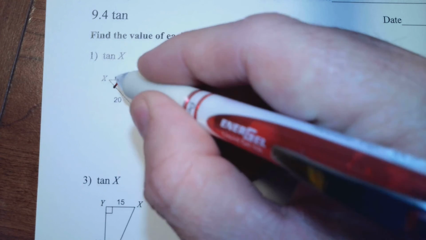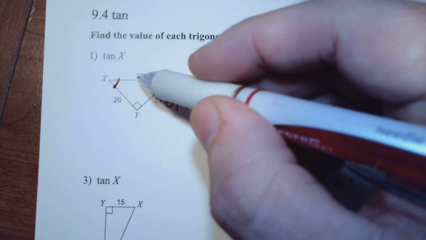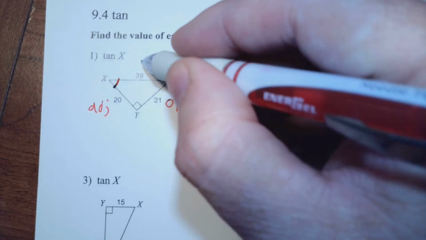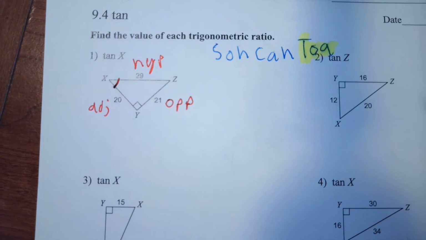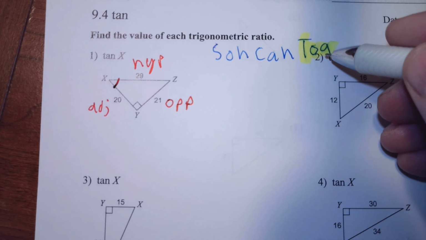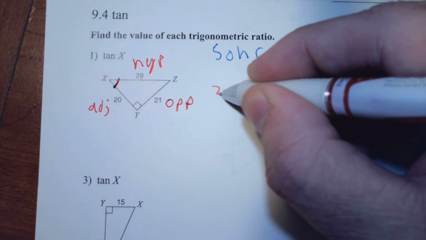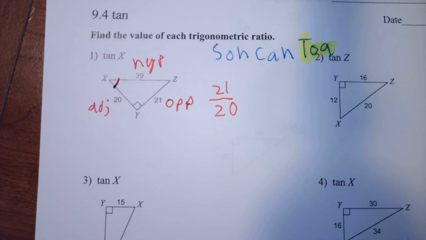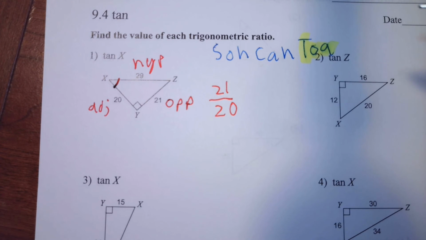So this is a 1. So this would be opposite. Okay, this would be adjacent. This would be the hypotenuse. Okay, so TOA is opposite over adjacent. So I'm just going to write opposite over adjacent, and that is my ratio. Okay, I can't simplify it, so that is my ratio. That's what you do on the first 4.